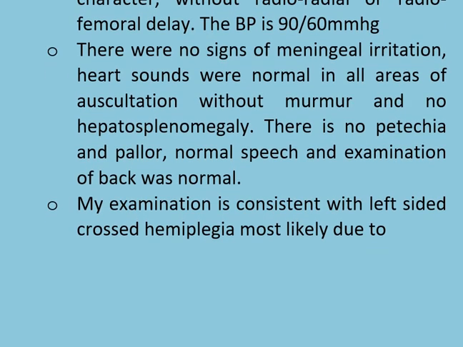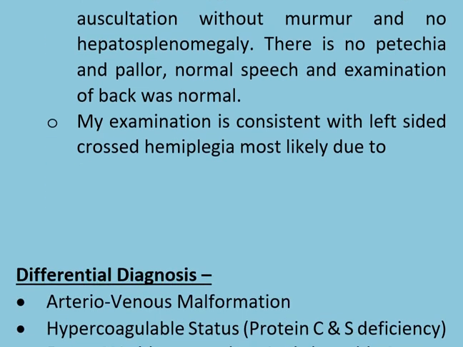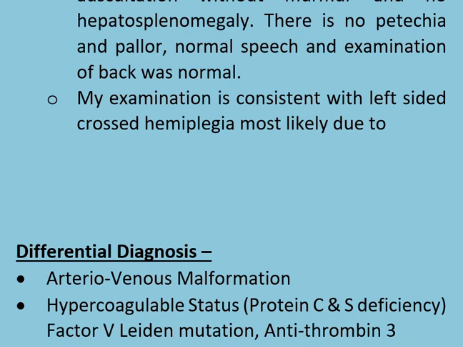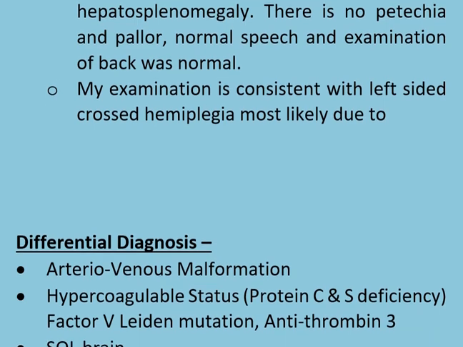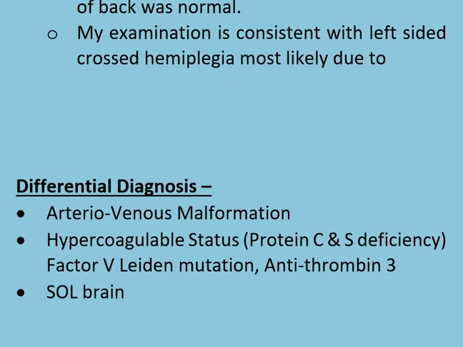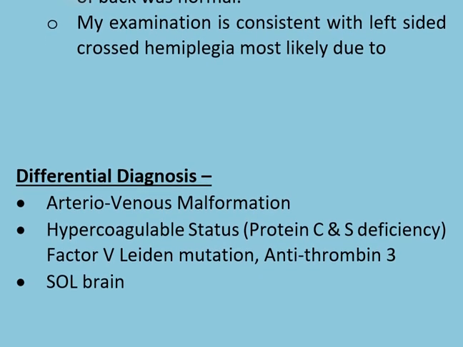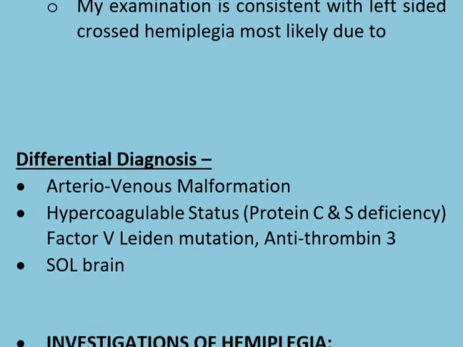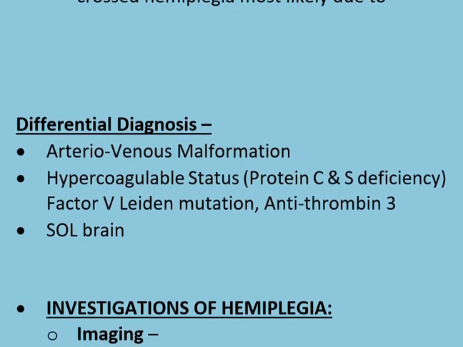My examination is consistent with left-sided crossed hemiplegia, most likely due to... The differential diagnosis can be many, but you have to remember at least three: arteriovenous malformation, hypercoagulable states like protein C and S deficiency, factor 5 Leiden mutation, antithrombin 3, and as well brain.